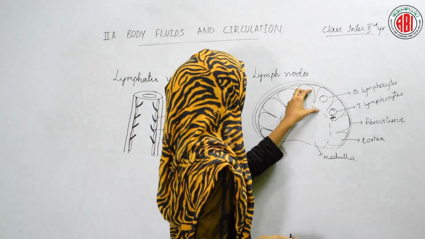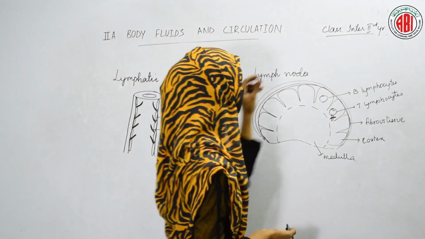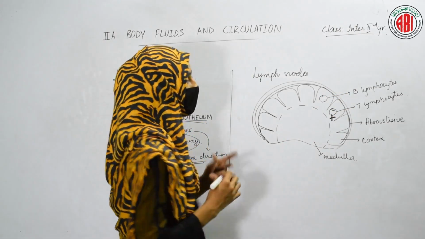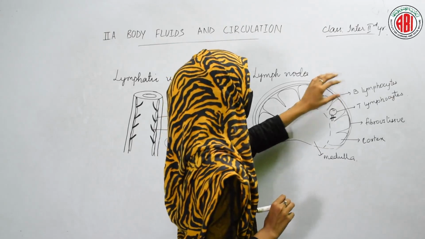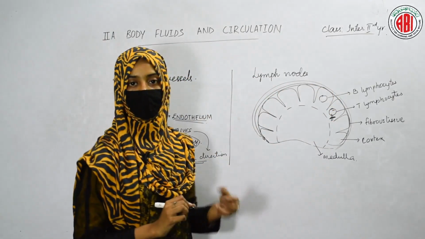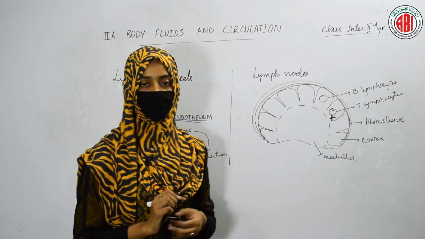In the cortex region of the lymph node, white blood cells like B lymphocytes and T lymphocytes are present, and that too in large numbers. So large numbers of B lymphocytes and T lymphocytes are present in the lymph node, which helps in screening the fluid and preventing different infections.